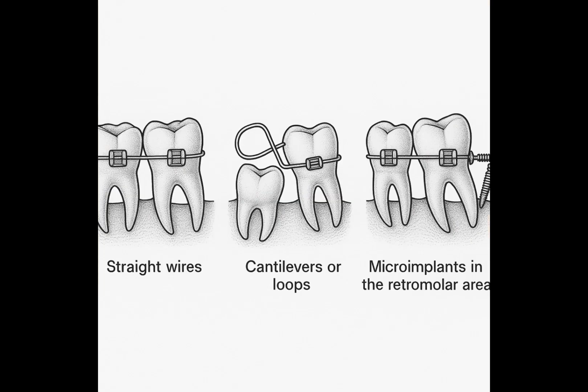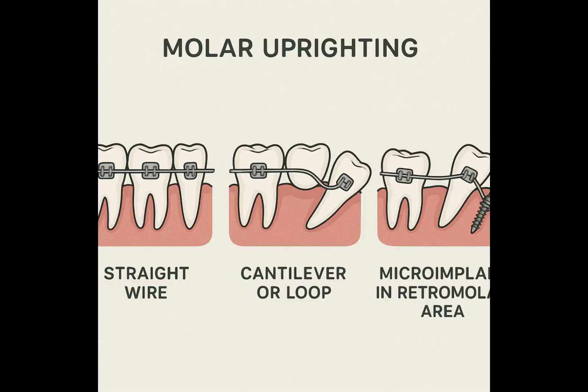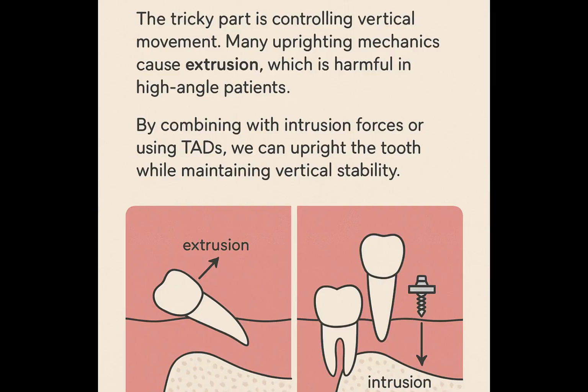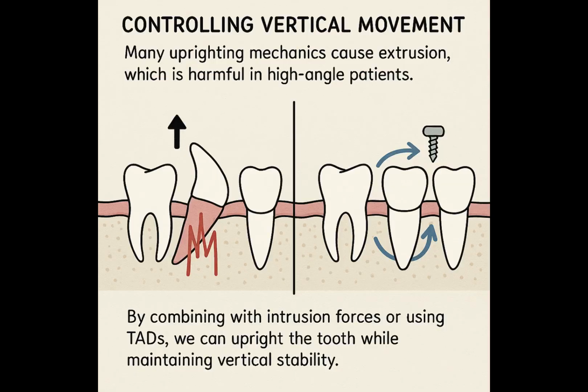To upright molars, we can use straight wires, cantilevers or loops, or microimplants in the retromolar area, which allow uprighting with or without intrusion. The tricky part is controlling vertical movement. Many uprighting mechanics cause extrusion, which is harmful in high-angle patients. By combining with intrusion forces or using TADs, we can upright the tooth while maintaining vertical stability.